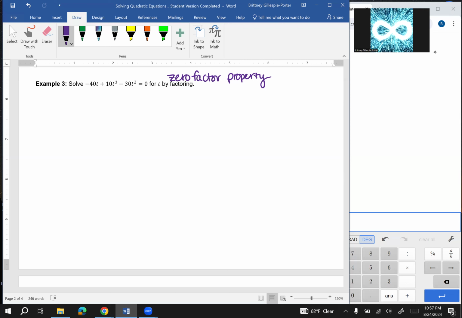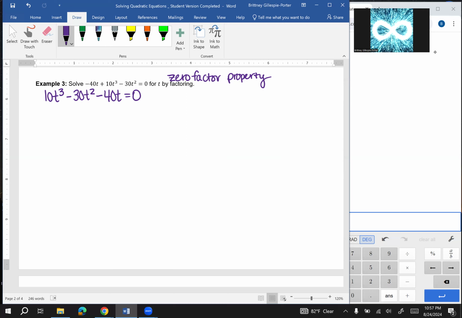So the first thing we're going to do is rewrite this in descending order. Remember, descending order says that we start with our highest exponent, which is our 10t cubed, and work our way down. So that negative 30t squared is going to come next, and then minus 40t. The 40 was negative, which is why we have minus.